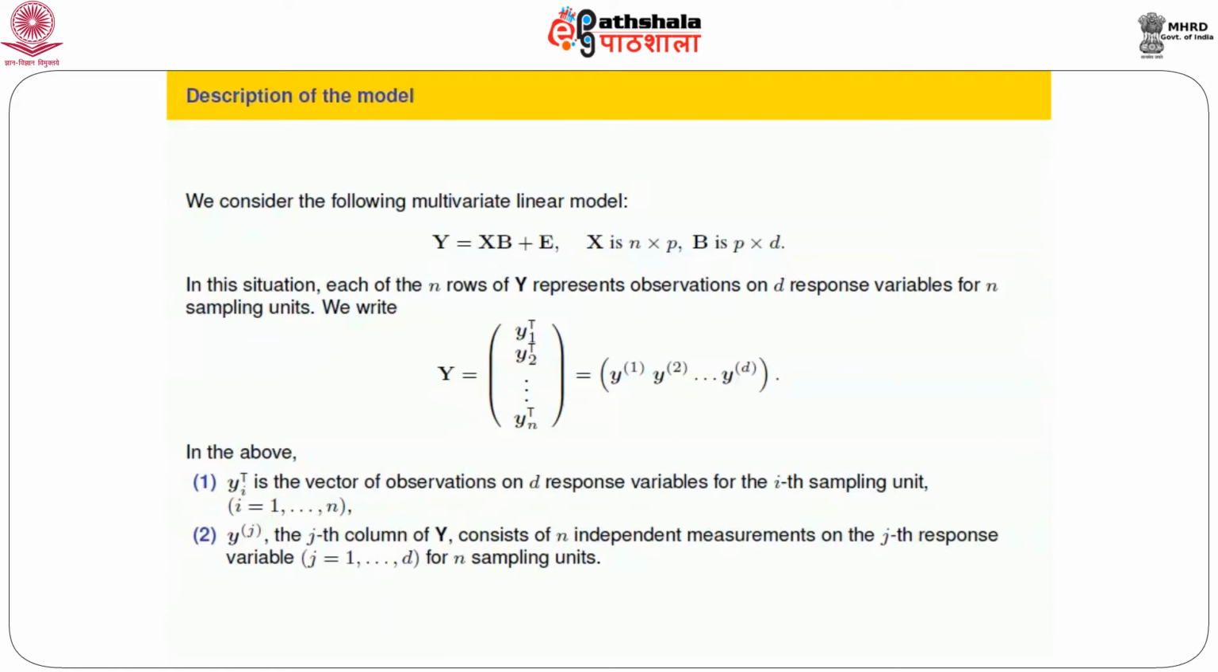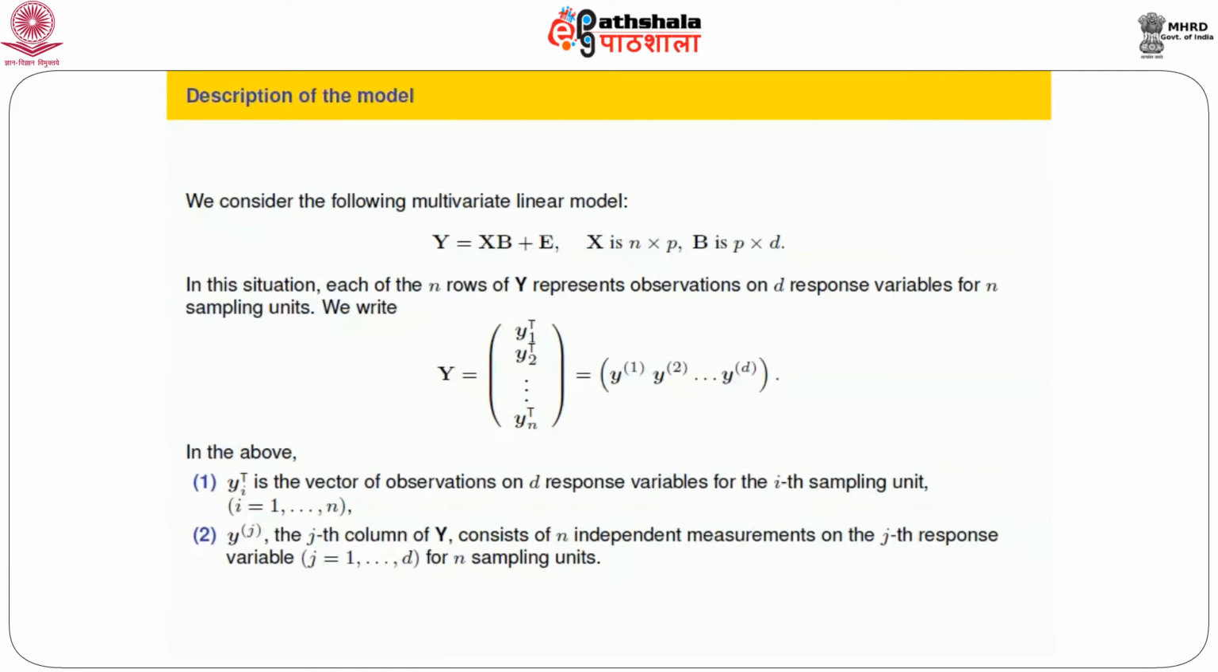Basically the rows of the capital Y matrix are the observations on n units or individuals, which we denote by y1 transpose through yn transpose. We could also write down the same matrix looking at the columns of capital Y, which we call y superscript 1, y superscript 2, and so on till y superscript d. Now what are these? yi transpose is the vector of observations on d response variables for the ith sampling unit, where i runs from 1 through n.